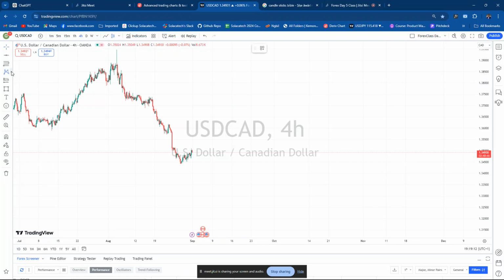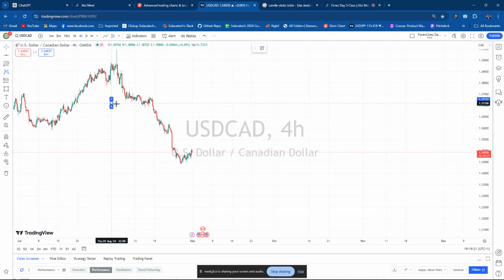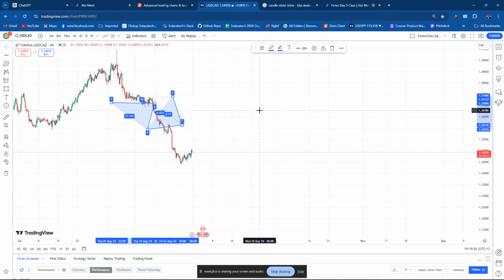All right, we have a symbol here. These are patterns: head and shoulder, X, A, B, C, D, the rhombus pattern, that's the A, B, C, D pattern, triangle pattern, and so on. So let's look at the head and shoulder.